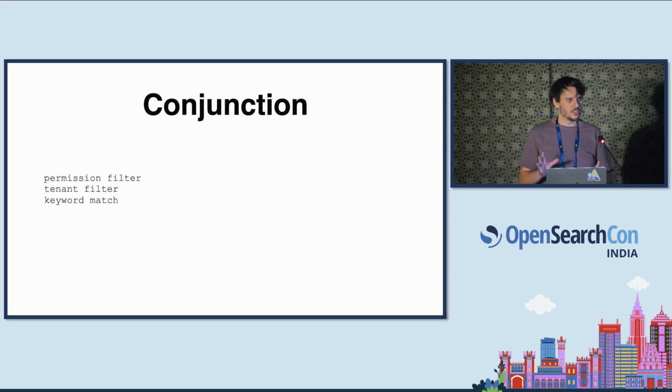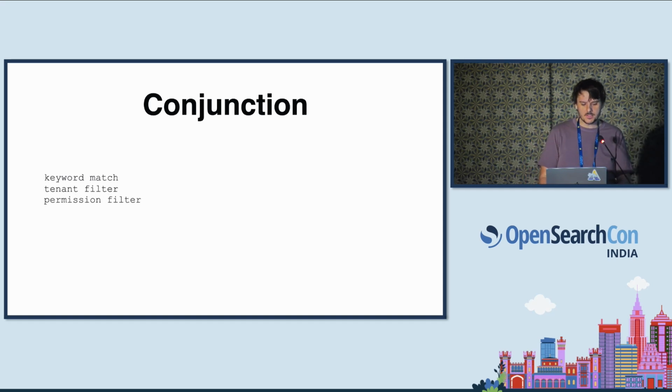So how does a conjunction query work under the hood? In this case, we've got three parts of our query: our permission filter, tenant filter, and our keyword match. First thing it does is rearrange our queries based on a cost estimate. It doesn't know how expensive a query is going to be, but it makes an assessment and guesses using heuristics which one is going to be the least expensive, and puts the least expensive one at the front, so we can hopefully optimize the query and get the result in the shortest amount of time.